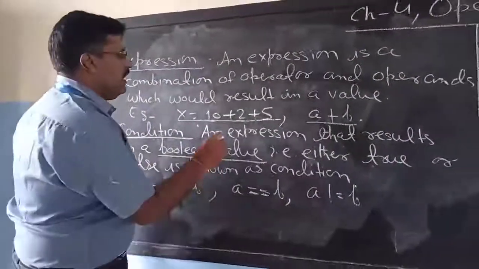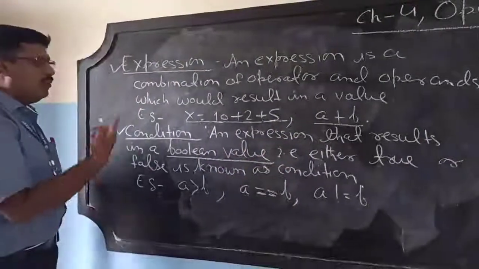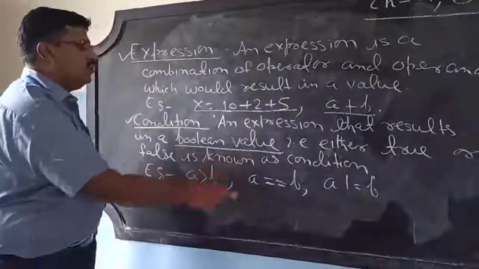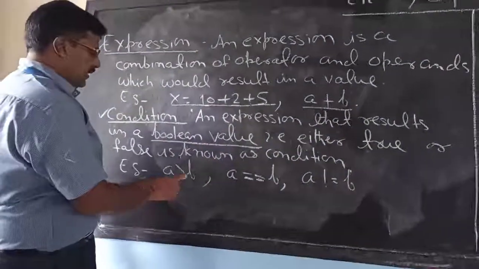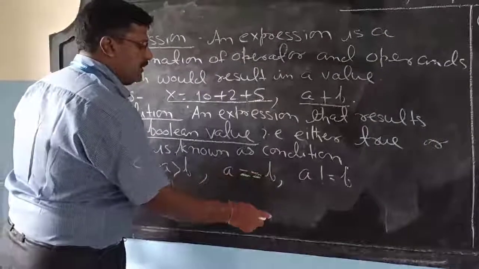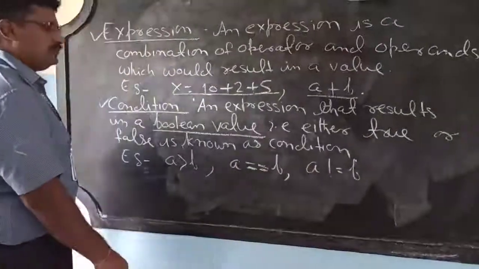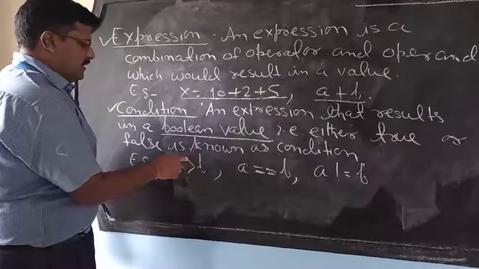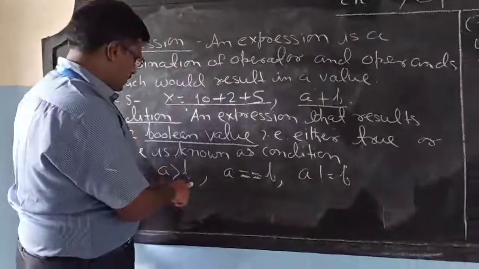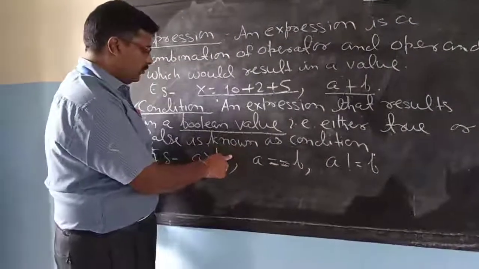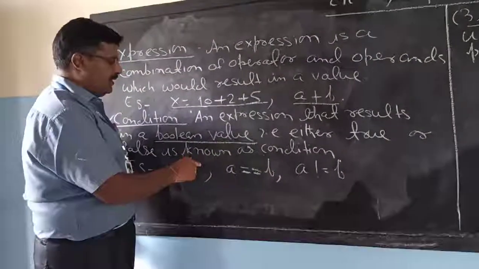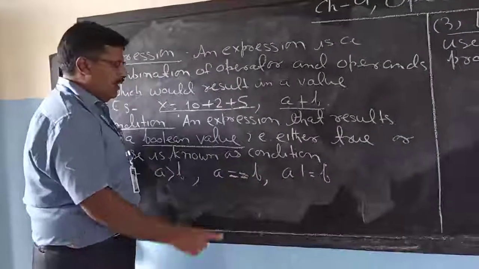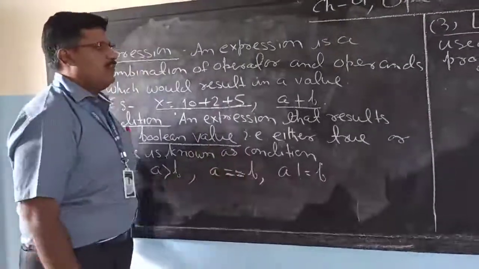Second, what we have learned? Condition. What is a condition? An expression that results in a Boolean value that is either true or false is known as a condition. Like if A greater than B, or A equal to B, or A is not equal to B. If A is greater than B, the output will be true. If A is not greater than B, the output will be false. If A is equal to B, the output will be true. If A is not equal to B, the output will be false.